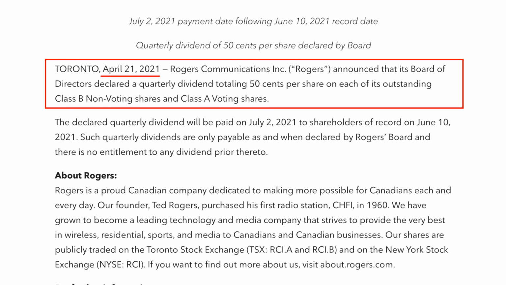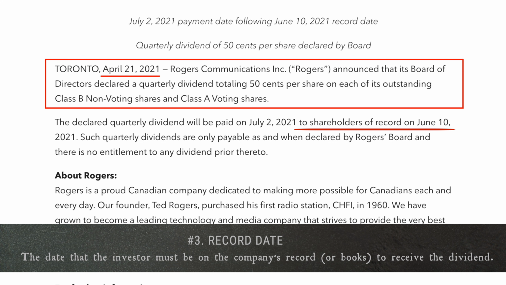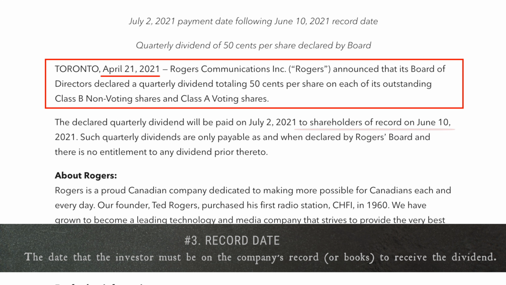To bring up the Rogers example just one more time, the declared quarterly dividend will be paid on the payment date, so July 2nd, 2021, to shareholders of record on June 10th. This is typically going to be a couple or a few weeks before the dividend is actually paid. In this case, 3 weeks prior or so.